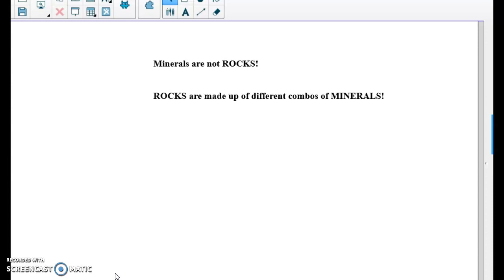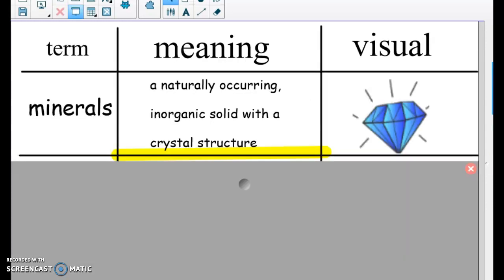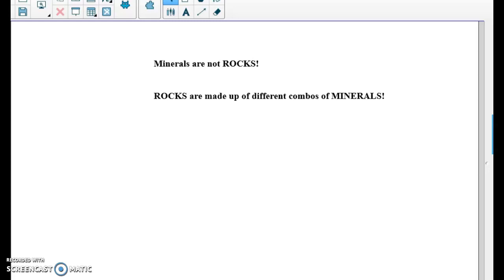Most of the stuff has to do with rocks or aspects of how rocks are formed or broken down. Some of this will sound familiar, probably from last year. Just as a reminder, minerals are not rocks, right? Minerals was in our previous vocabulary word. Minerals are a naturally occurring inorganic solid with a crystalline structure, and rocks are made of combinations of minerals. We'll be talking about that as we enter this last section of our reader.